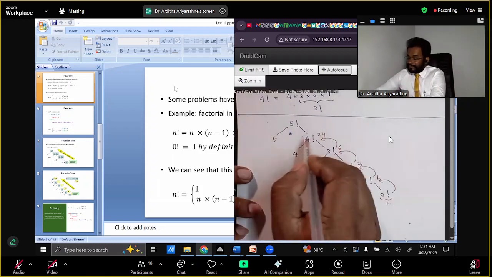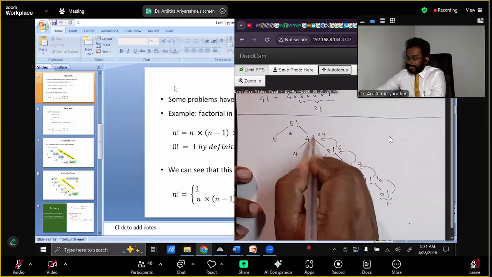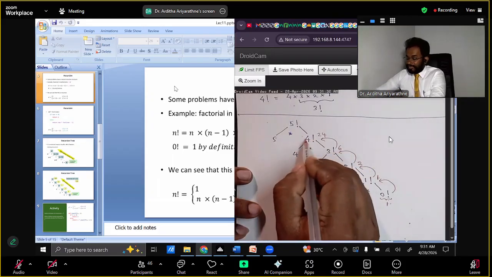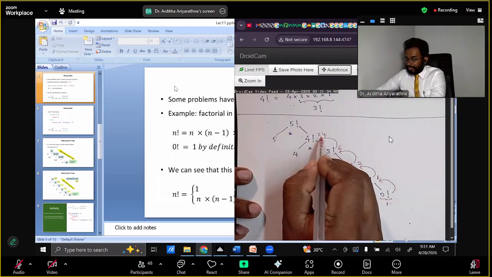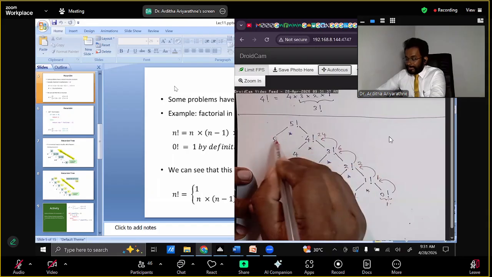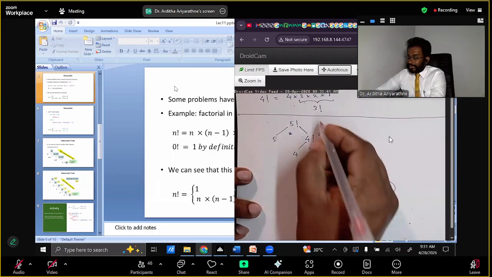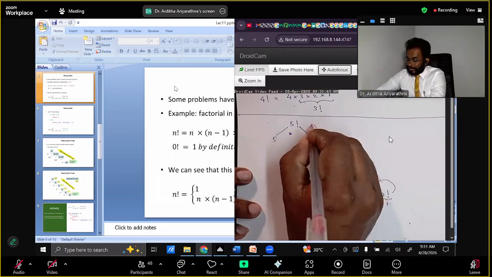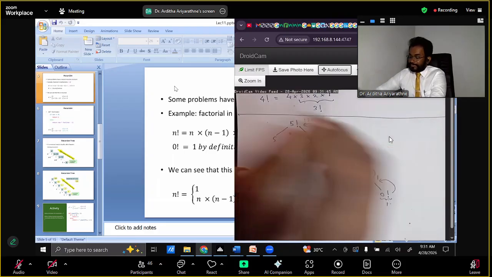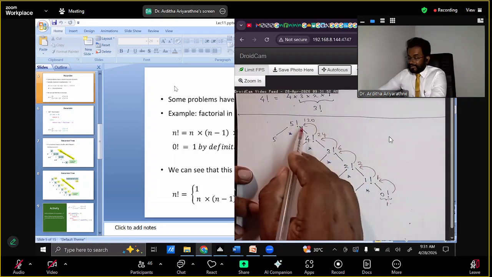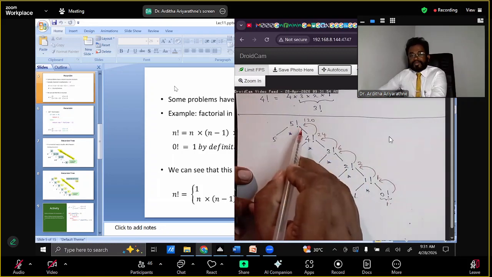Then 5 multiplied by factorial 4. We know the answer for factorial 4. We already found it's 24. 24 multiplied by 5, so it's 120. So we are coming with that answer. Finally we got the answer for factorial 5.